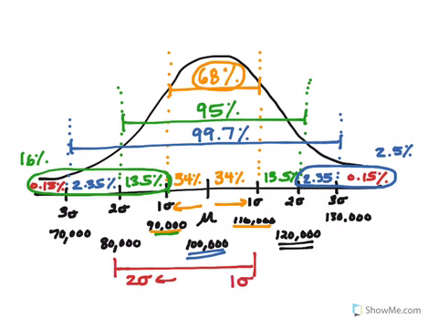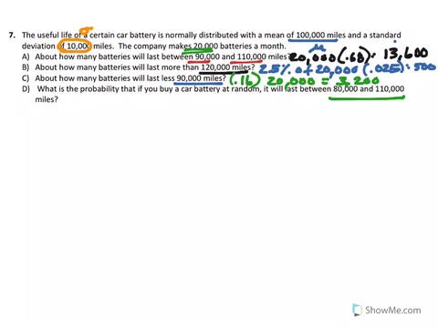So we're just going to add up these numbers here. We'll take 13.5, 34, and 34. Well, we know 34 and 34 is the 68, and then we add to that the 13.5, and we get 81.5%. 81.5% would be our probability.